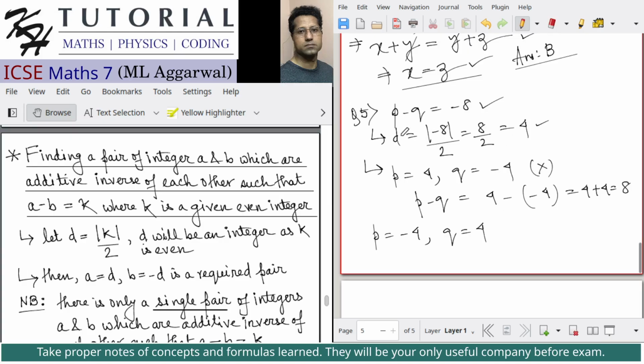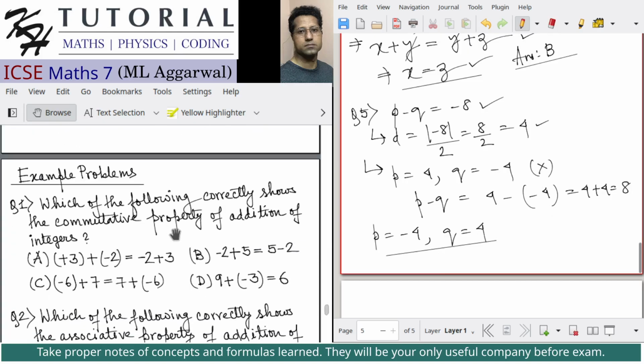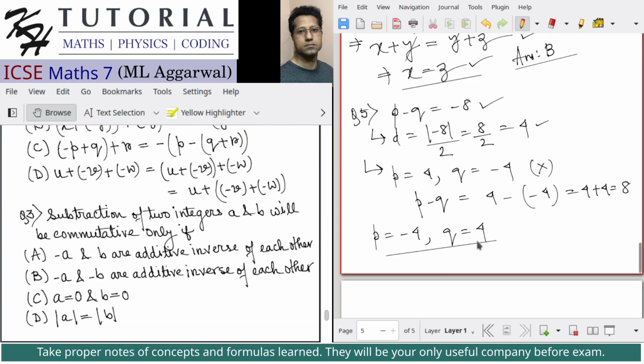So once you have found d, it will always be a positive integer. Once we have found d, then obviously the two integers will be d and minus d. Now since it is given p minus q is equal to minus 8, you have to be careful whether you will assign d to p or d to q. Just doing a little bit of calculation, you can easily see that in this problem p has to be minus 4 and q will be equal to 4. Okay, fine. So what was the problem? So definitely p is equal to minus 4 and q is equal to 4.